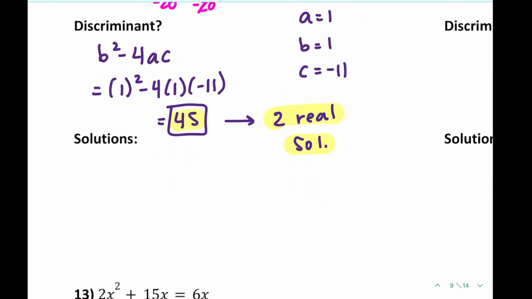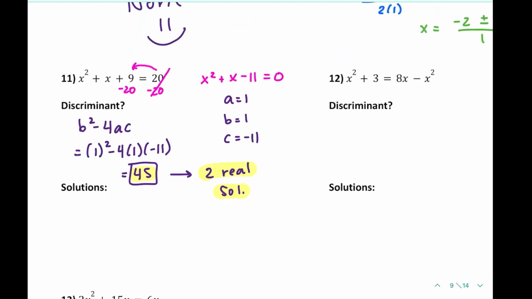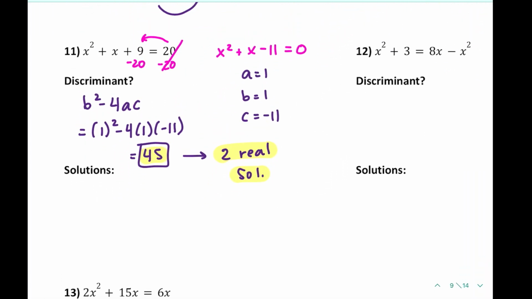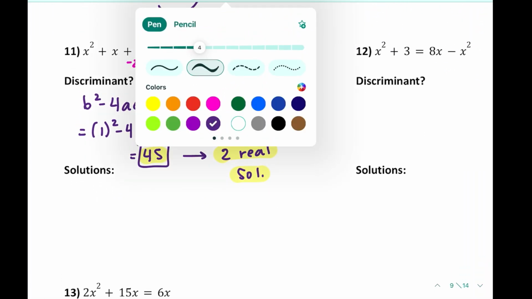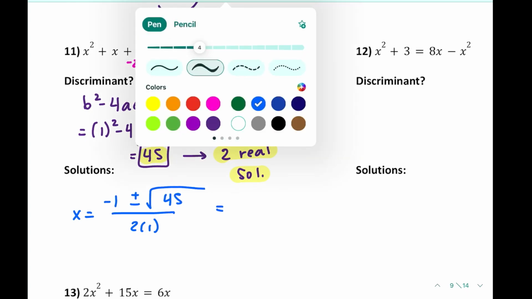And then we're ready for the quadratic formula. I get x equals the opposite of b plus or minus the square root of b squared minus 4ac, again 45, all over 2a. And this is one where we do have to simplify that radical.